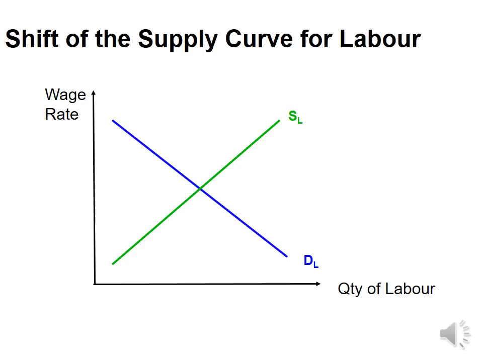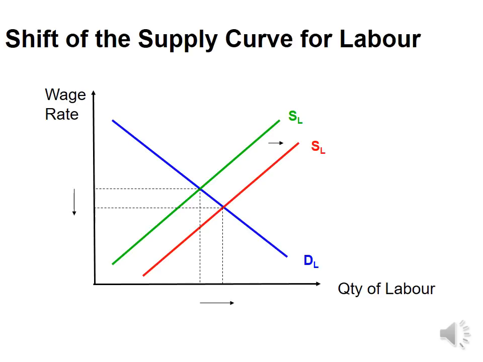Let's show a shift for the supply curve. Let's imagine that there are a lot of people who just graduated from uni, so lots of skilled people coming out into the labor market. So the supply curve will shift to the right. When more people join the workforce, you see the supply curve shift to the right and your equilibrium point is now here.